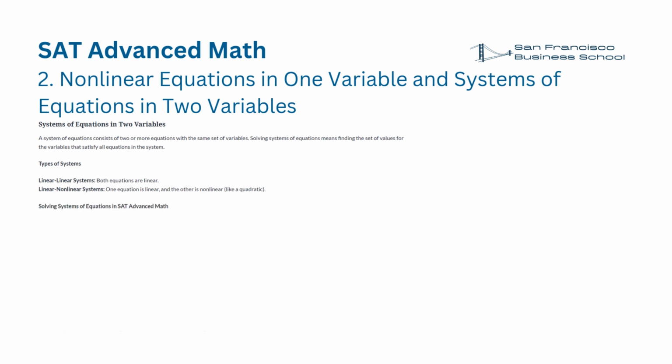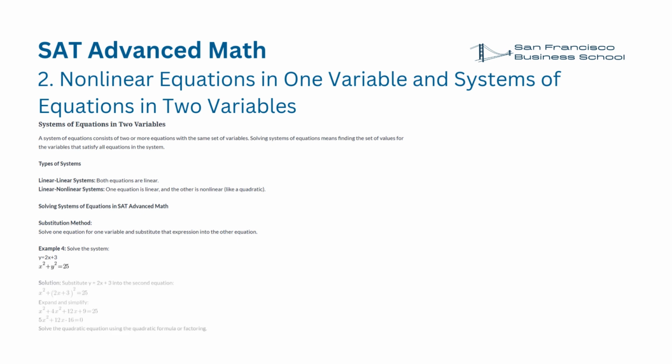Solving systems of equations in advanced math. Substitution method: solve one equation for one variable and substitute that expression into the other equation. Example 4. Solve the system. y equals 2x plus 3. x squared plus y squared equals 25.